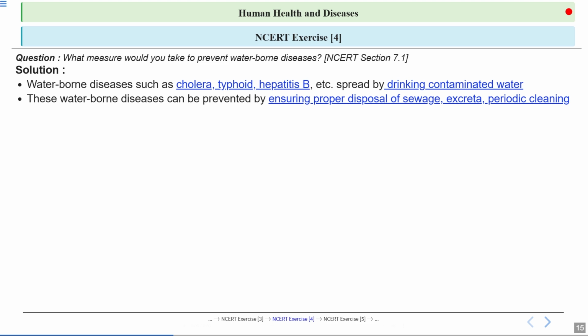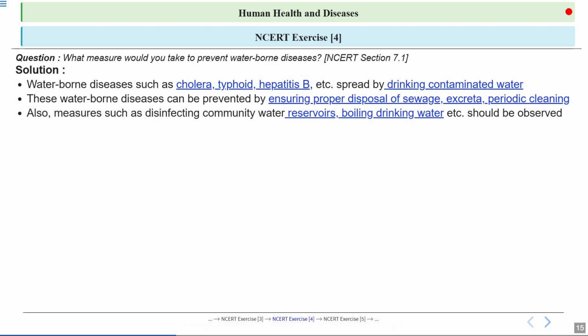Now, these diseases can be prevented by ensuring proper disposal of sewage and excreta and by periodic cleaning. Also, measures such as disinfecting community water reservoirs and boiling drinking water should be observed. Disinfecting is like giving the water a protective shield, and boiling is a simple but powerful way to kill most germs before they reach us. So remember, preventing waterborne diseases is all about breaking the chain of contamination.